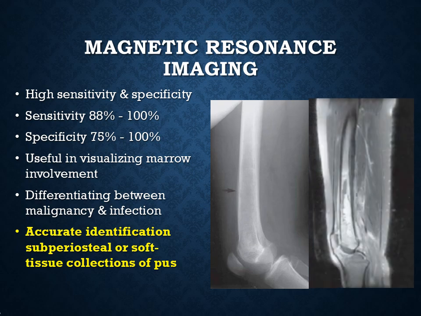Magnetic resonance imaging, MRI, is the most sensitive and specific imaging modality for osteomyelitis, with reported sensitivity between 88 and 100% and specificity from 75 to 100%. MRI is particularly valuable for early detection, as it can visualize marrow involvement before changes appear on X-ray or CT. It also helps in differentiating infection from malignancy, which is critical when the diagnosis is unclear.